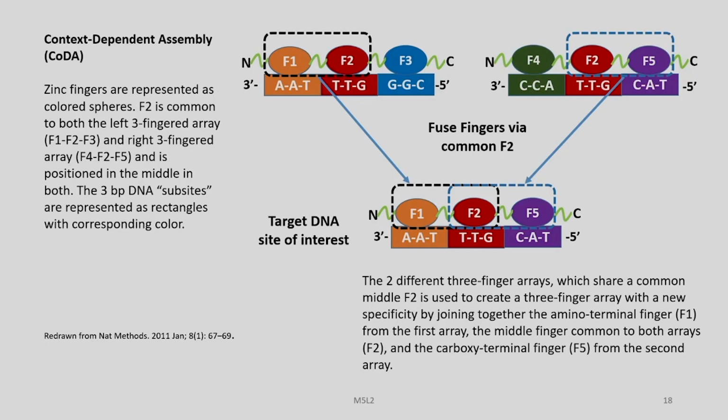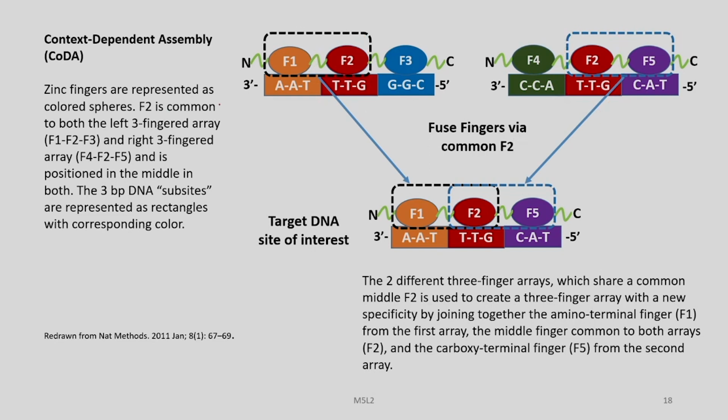So, here in this cartoon depiction or figure, you can see the zinc fingers which are represented as colored spheres, finger 1, 2, 3 with 3 different colors binding to 3 different triplets, and then F4, F5 also binding to their respective sequences, and in both these you can see F2 is the common finger, and it is binding to its respective sequence TTG.